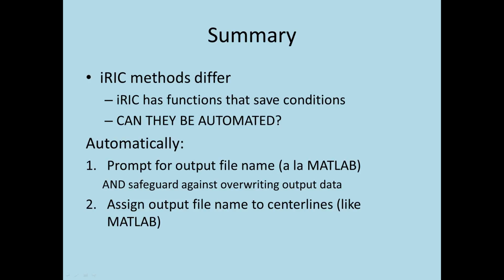So what would we like to have automated? I'm wondering if there's some way we can have the program prompt for the output file name, as it does in MATLAB. And even if possible, use the run version name as a start, or the code file name as a beginning. Secondly, it would be useful to assign the output file name to center lines, like it does in MATLAB.